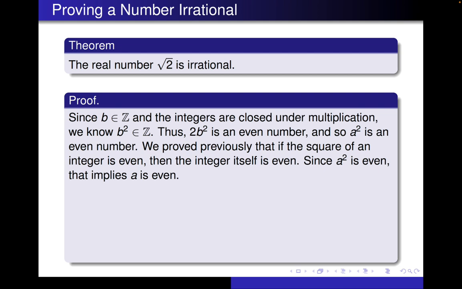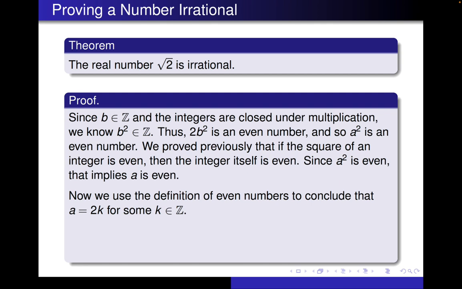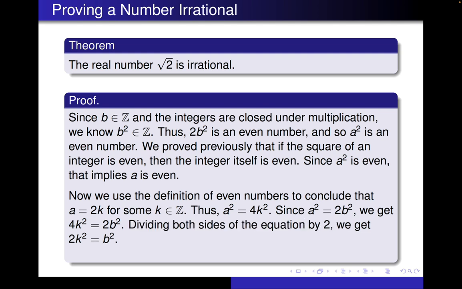Now we can use the definition of even numbers to conclude that a is equal to 2k, where k is an integer. That means that a squared is equal to 4k squared if we square both sides. And since a squared is equal to 2b squared, we get 4k squared is equal to 2b squared. Now we can divide both sides of the equation by 2 to get 2k squared is equal to b squared.